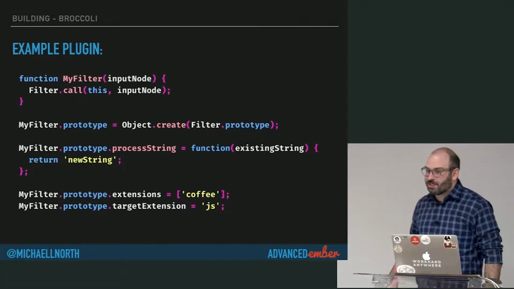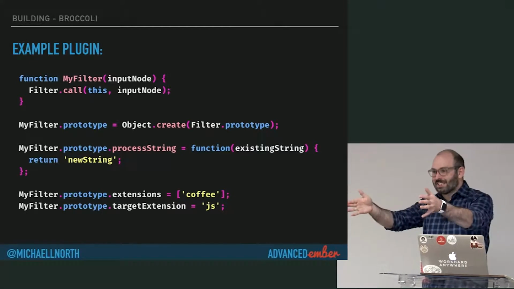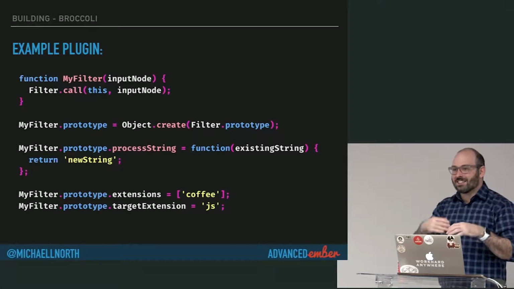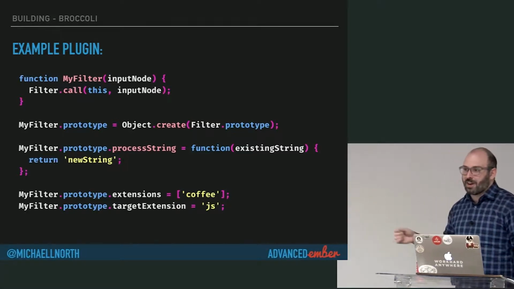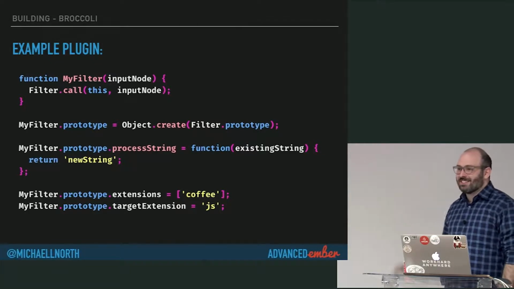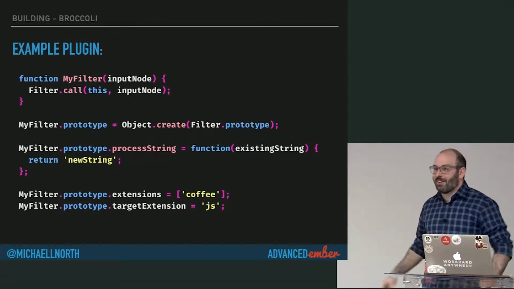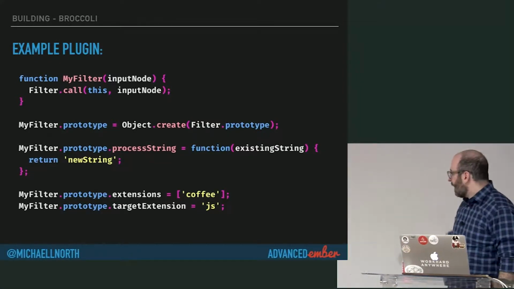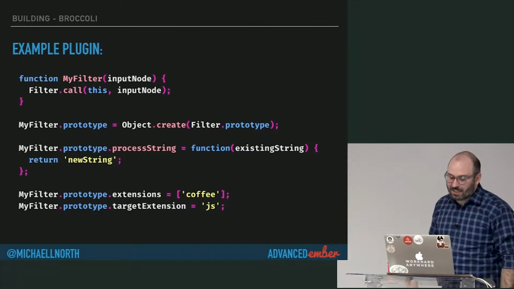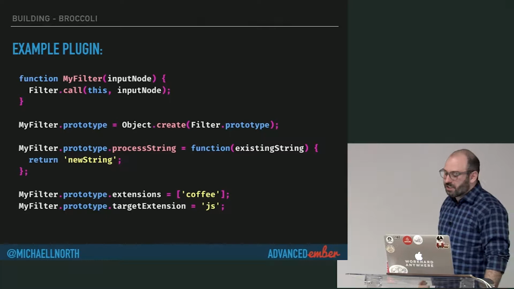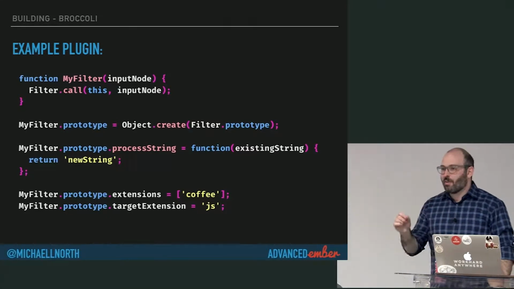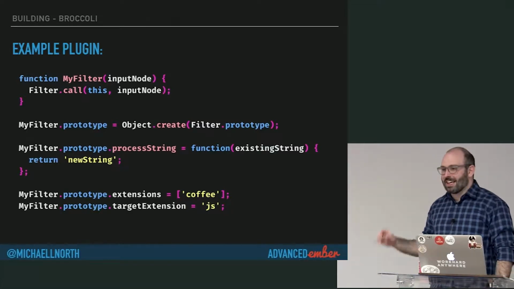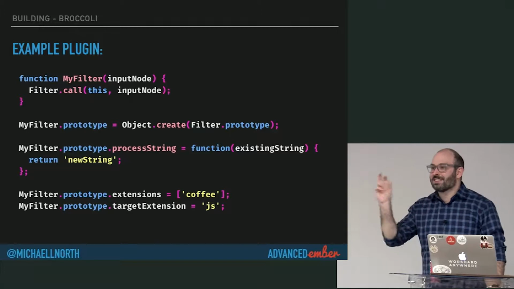There's a method called processString, which, given the contents of a file as a string, you will return a new string. So if you imagine that we were taking Sass and turning it into CSS, this is where we would use our Node.js Sass to CSS compiler, and we would compile this Sass content into CSS and emit that. So you have two options at the bottom, extensions and target extension. Target extension is going to define what the output is going to have in terms of a file extension. So this would be CSS if we were transforming Sass to CSS.